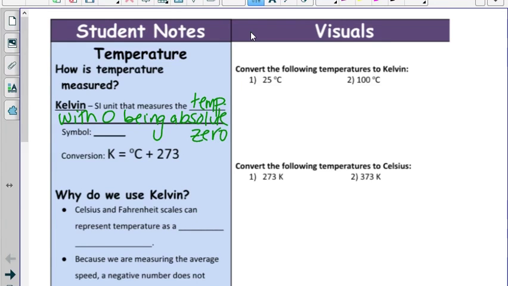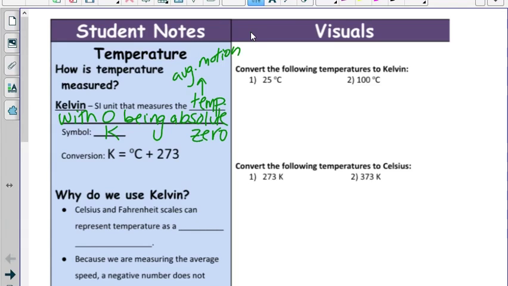Okay, and what does the temperature mean? Well, temperature, like we know, is the average motion of particles. So Kelvin really measures the average motion of these particles. The symbol that we use for Kelvin is capital K.